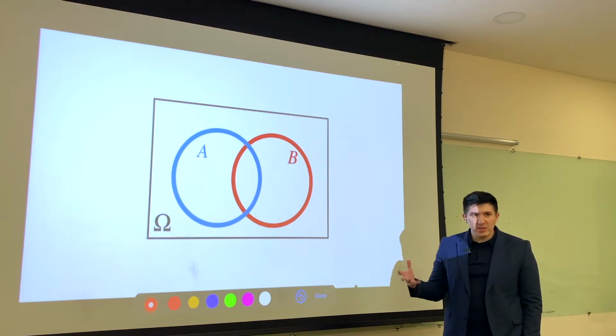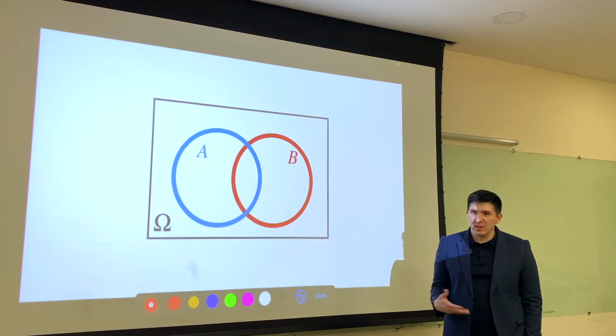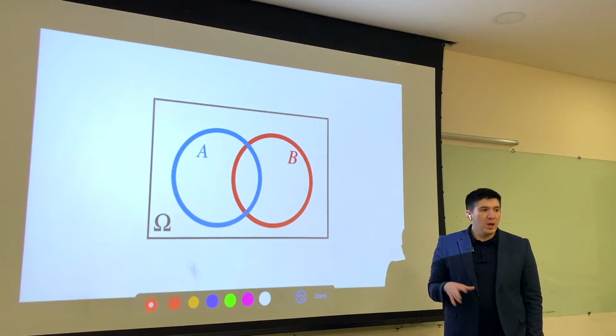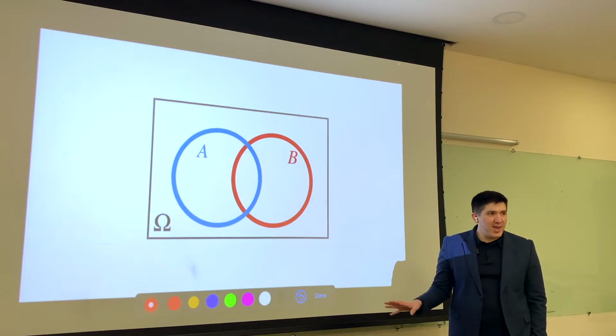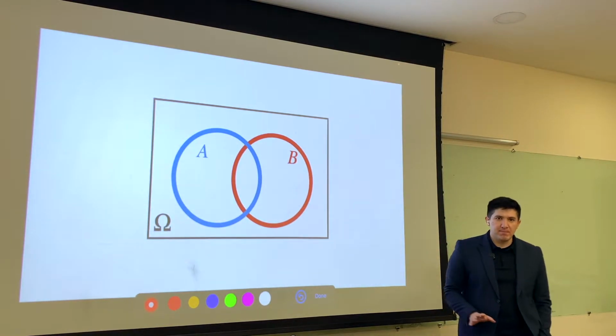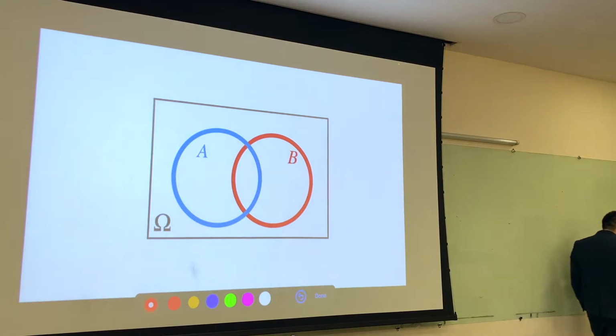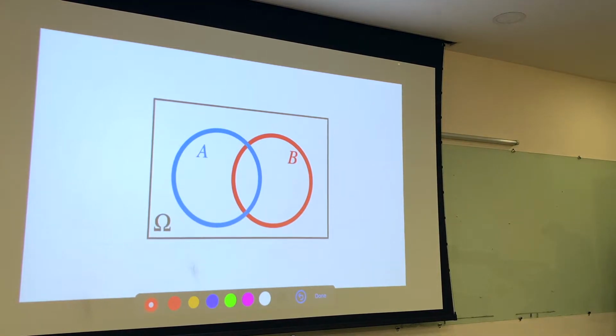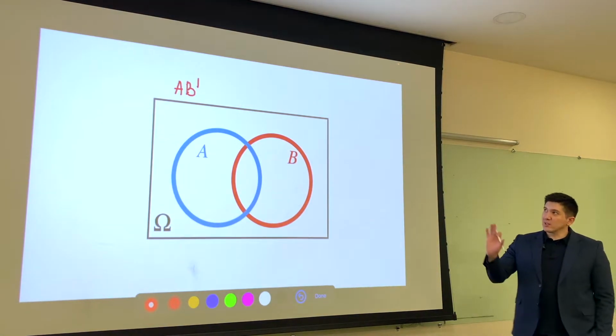Could you please tell me, by just looking at this picture and understanding what B, B prime, and A are, what is the intersection of A and B prime? What is the intersection of A and B prime? Where is it? This is going to be the intersection.